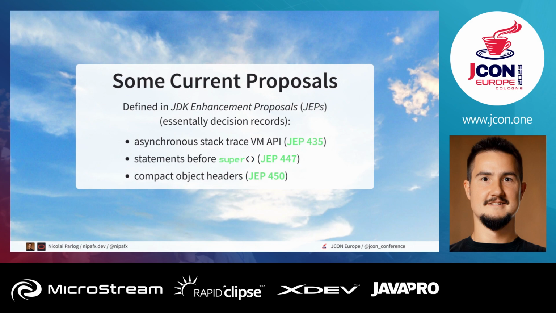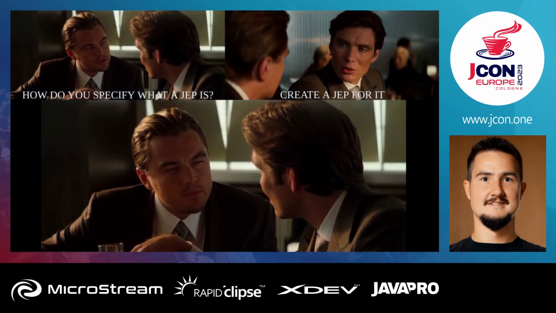So if we look at JDK enhancement proposals, those are the ones that are currently being worked on. There are more, of course. I just picked a few examples. There's an asynchronous stack trace VM API. We will probably be able to put statements before the super call or the this call in a constructor. And there is JEP 450 that makes object headers smaller for less memory consumption of your heap. You know, stuff like that is being worked on. They're all JEPs.